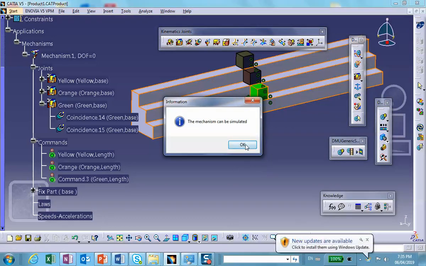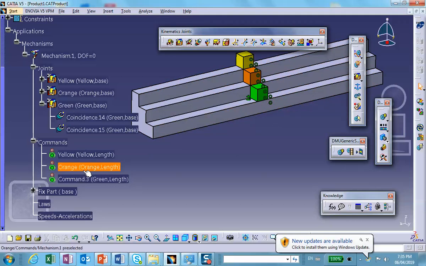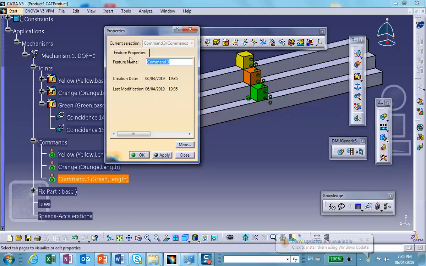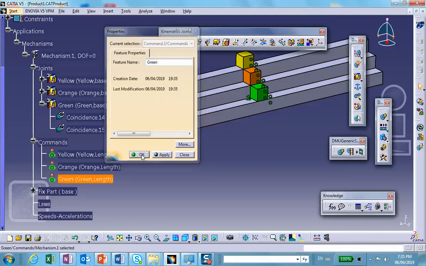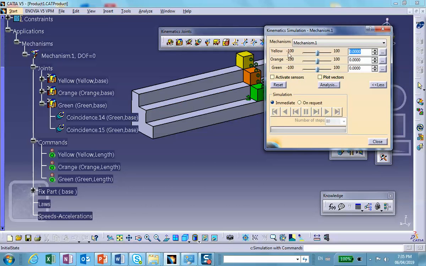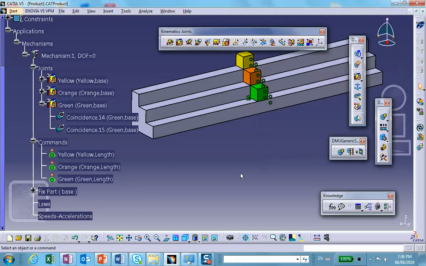Okay, obviously the mechanism can be simulated. Let me change the name of this last command. Let me change it to green. Okay, very good. So save everything. Needless to say, I can simulate with command, but of course there are going to be 3 sliding bars. Each one of them corresponds to a particular block. So this one is for the yellow one. It goes to 100 inches, etc. So I just close it. Everything worked fine here.